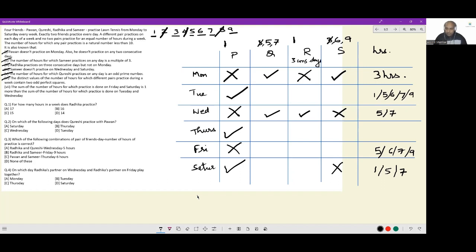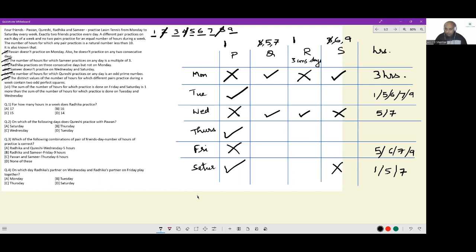1 and 5, we need 7 with 2 numbers, with 1 number from Friday and 1 number from Saturday. 1 plus 5 gives me 6. I need 7 from here. There is no way I can make a 7 with 2 numbers. So 1, 5 as a pairing doesn't work.